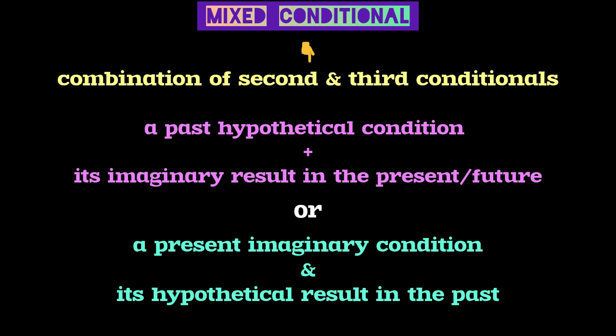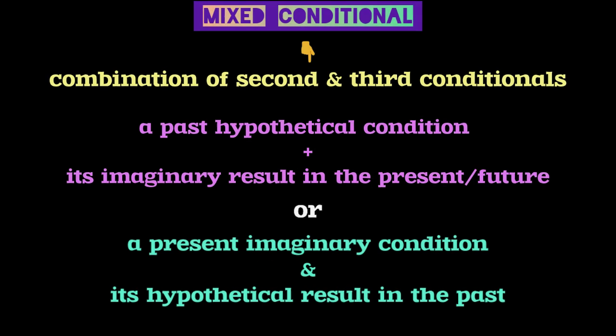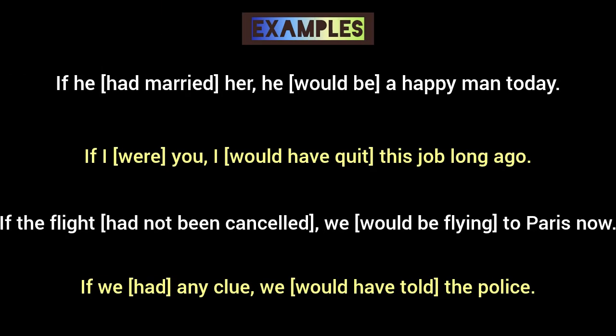The other type of mixed conditional is one in which we have a present imaginary or hypothetical condition and its past hypothetical result. Well, this is a mixed conditional sentence in which we have a condition of the type 2 conditional sentence while a result of the type 3 conditional sentence. Never mind, viewers, however tough or difficult these concepts may sound, I am going to explain these very clearly through a few examples. In the first example, if he had married her, he would be a happy man today.